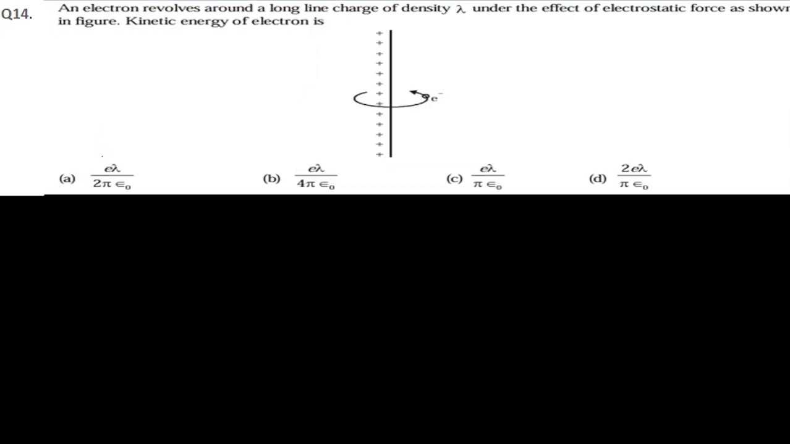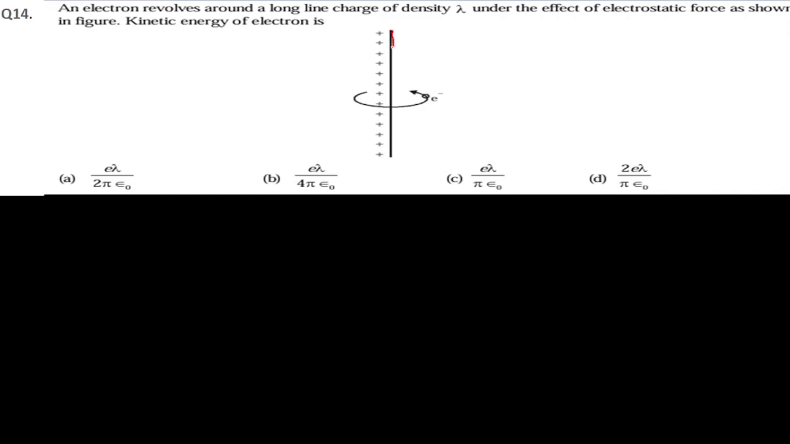Then take a look at question number 14. In question number 14 it is written that an electron revolves around a long line charge of density lambda under the effect of electrostatic force as shown in the figure. The kinetic energy of the electron is. Okay, good. So what is written here?